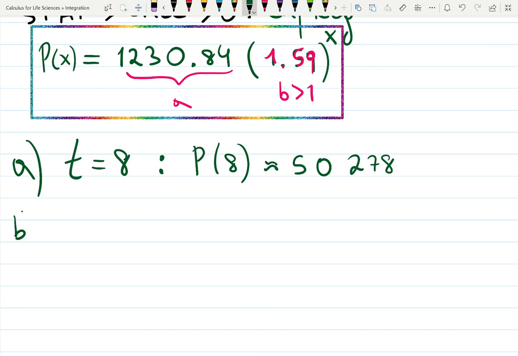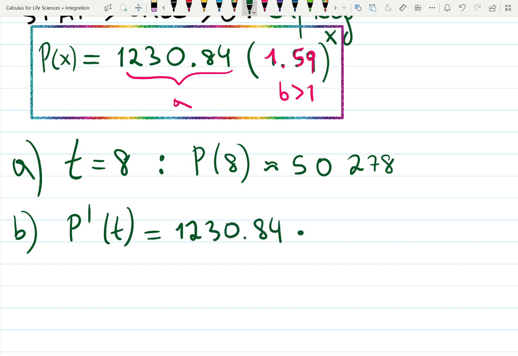But then B asks how fast. Question, how fast means differentiation. So let's perform differentiation and we're done. P prime in general: first copy the constant, 1230.84 times. Copy the exponential function to the x, because e to the x gives you e to the x when you integrate or differentiate. But what is extra here? It's not e. ln of what? 1.59. Thank you, ln of 1.59.